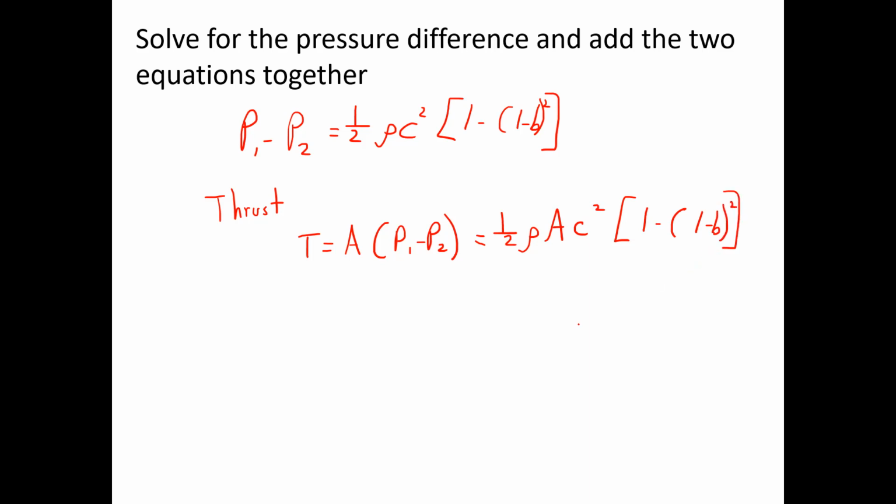So this is, again, the resulting equation for the thrust on the actuator. Now, I can go ahead and equate that. I can set the axial thrust equal to the change in axial momentum. So setting the axial thrust equal to the change in axial momentum, I will get the following.